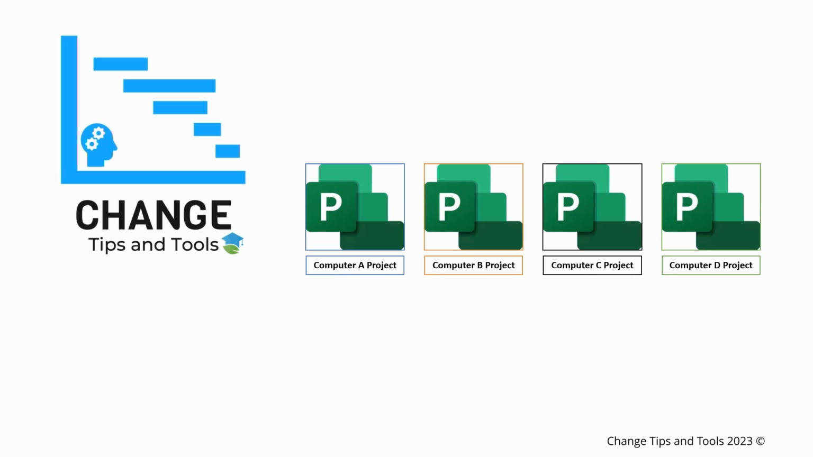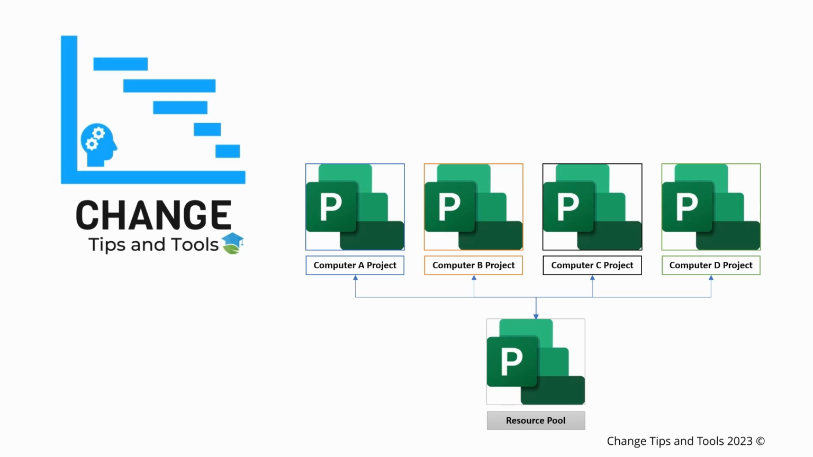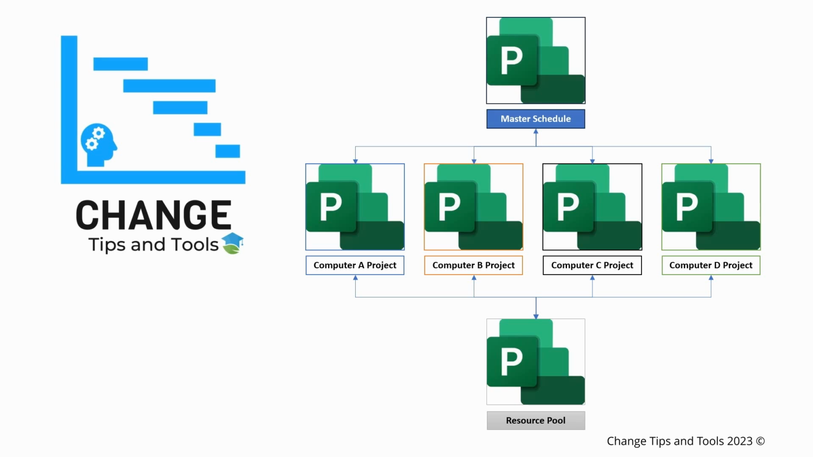Then we're going to rename those project files as computer project A through to D. We're going to change some properties. We're also going to add some custom fields in there so we can do some filtering in our program plan. Then we're going to create another project file which will be our resource pool, and we're going to link those 4 project files to that resource pool. And once we've done that, we're then going to link all these files together into an MS Project master schedule, which will be our program plan.